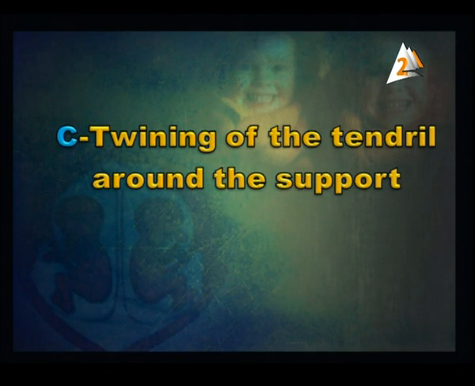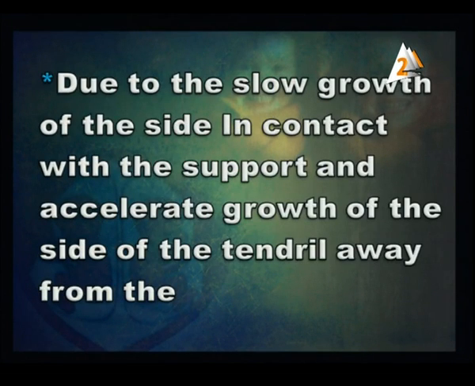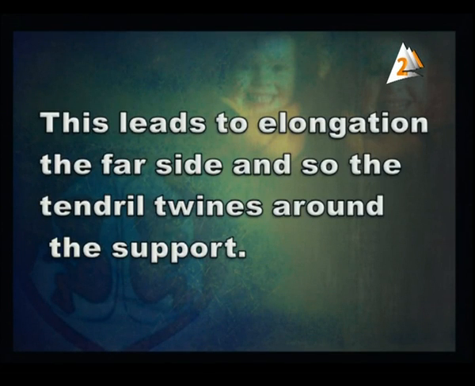Twining of the tendril around the support. Good, due to the slow growth of the side in contact with the support and accelerated growth of the side of the tendril away from the support. This leads to elongation of the far side, and so the tendril twines around the support.